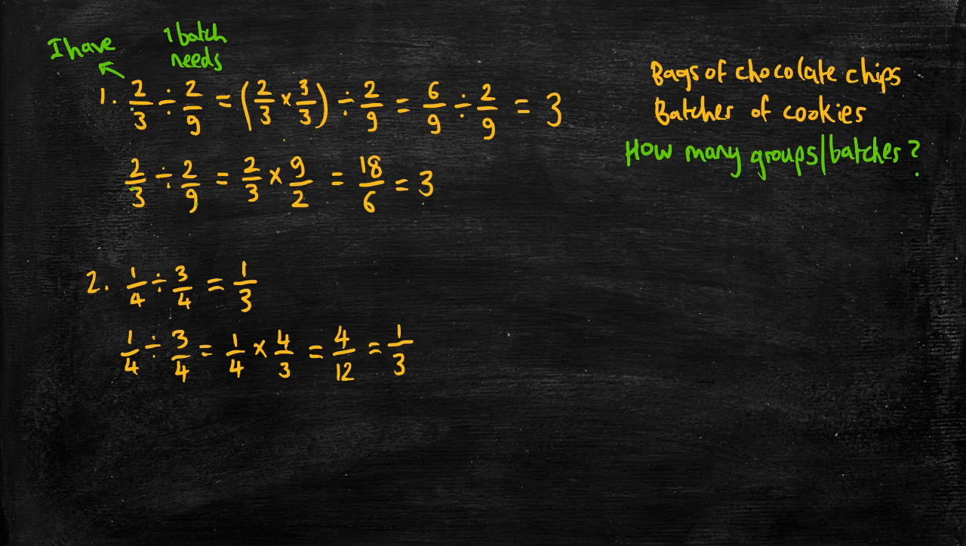So the question is, how many batches of cookies can I make if I have 2/3 of a bag of chocolate chips, but one batch of cookies only needs 2/9 of a bag of chocolate chips? Well, the answer is I can make 3 batches of cookies. I can make 3 batches of cookies if I have 2/3 of a bag of chocolate chips and one batch only needs 2/9 of a bag of chocolate chips.